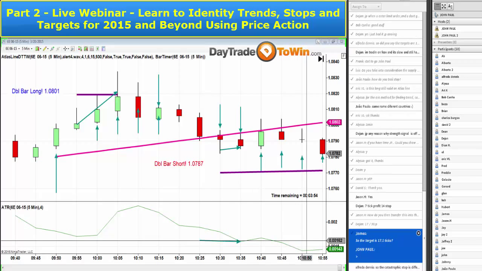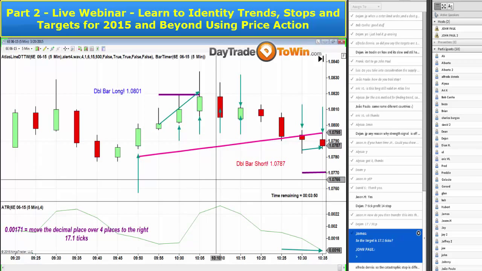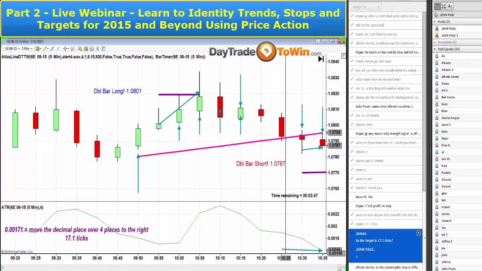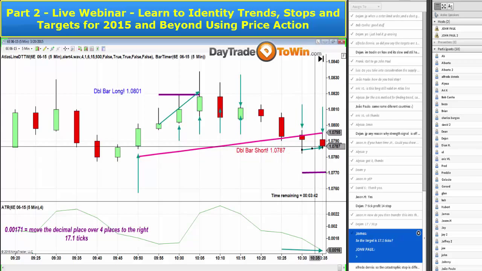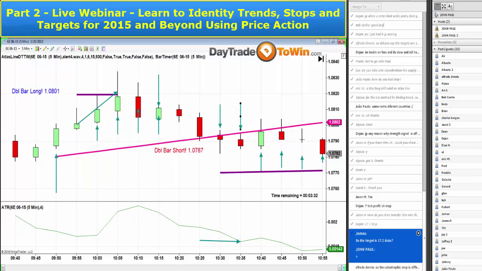Because the ATR at the time of the entry happens to be, well, 16 ticks, I guess. 0.0016, 16 ticks. And so when this fired off, based off the closing price of this candle, this is the current condition. So that's the target that I'm using. 16 ticks, not 17, 16 ticks. So 1, 2, 3, 4, and you're out of the trade.